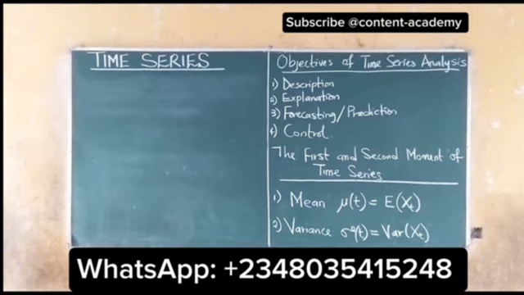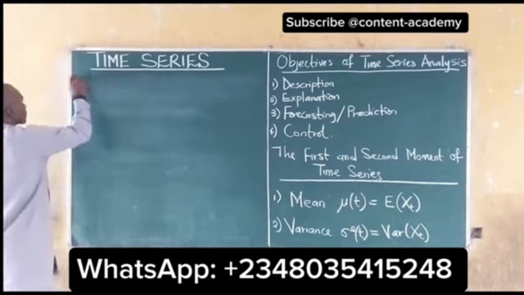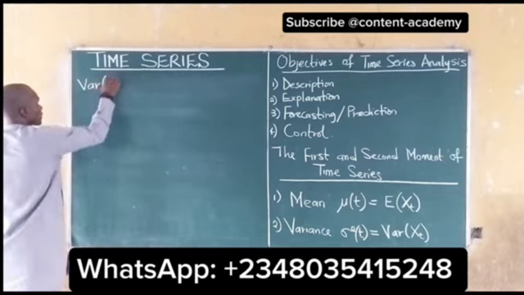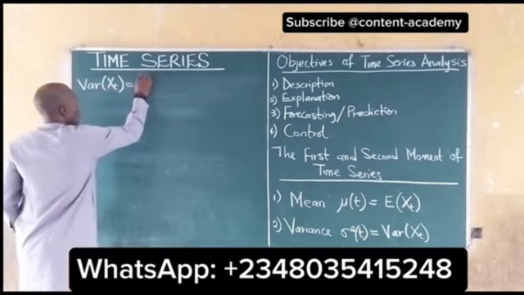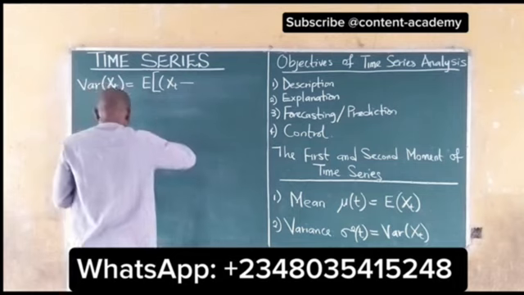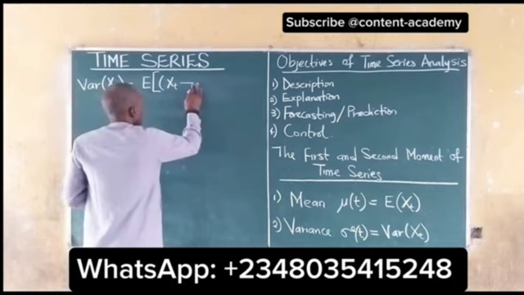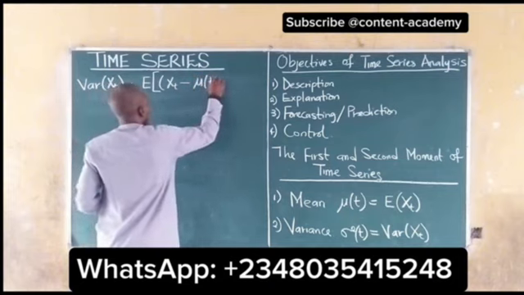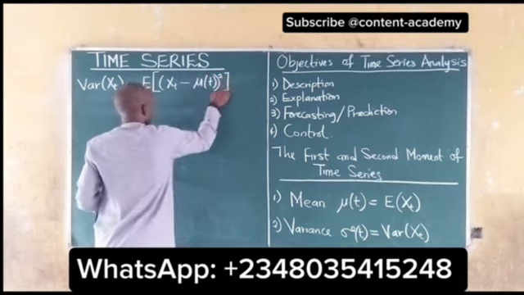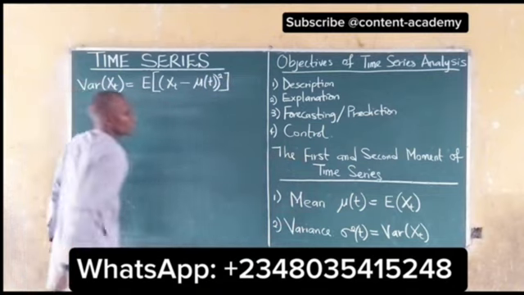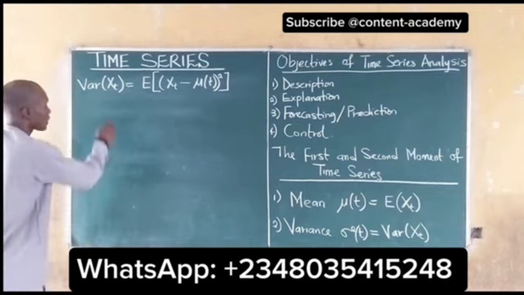So we can now write the variance properly. The variance of xt is equal to the expected value of xt minus mu t, all squared. So that's the variance. The variance for the first and second moments of the time series can be written as this.